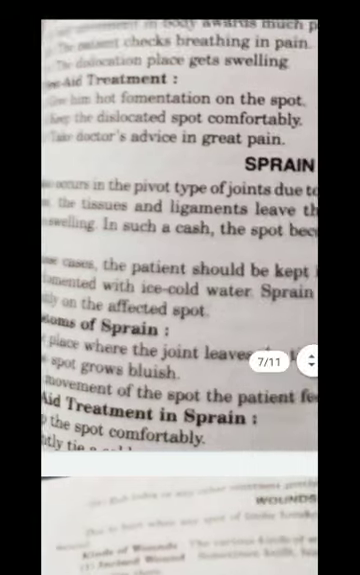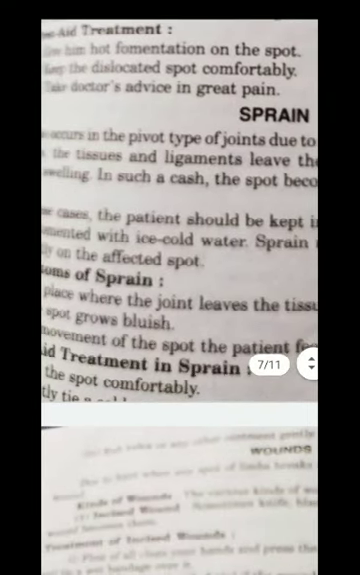Tension of muscles. Symptoms: great pain in sitting and standing straight. Any movement of the body causes much pain. Check breathing in pain. First aid. Give hot fermentation on the spot. Keep the affected spot comfortable. Take the doctor's advice in great pain.